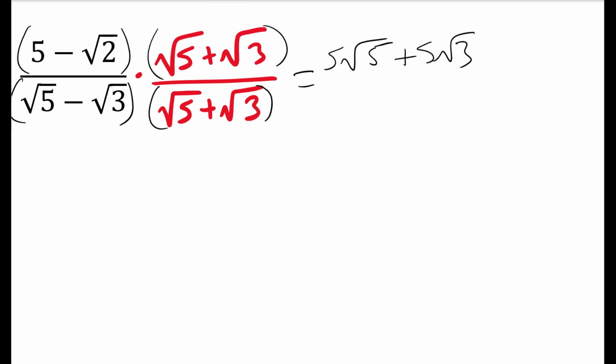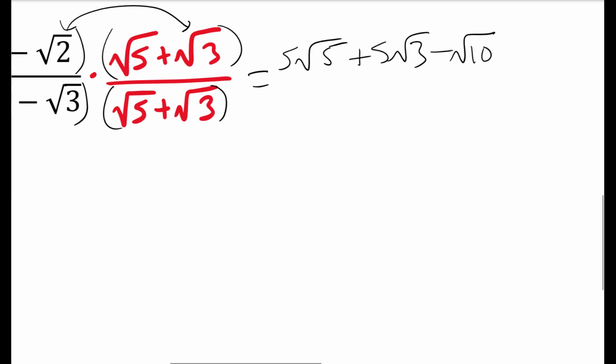We have negative 2 square root of 5, or negative square root of 2 times square root of 5, is negative square root of 2 times 5, which is 10. We have negative square root of 2 times positive square root of 3, which is negative square root of 2 times 3, which is negative square root of 6.